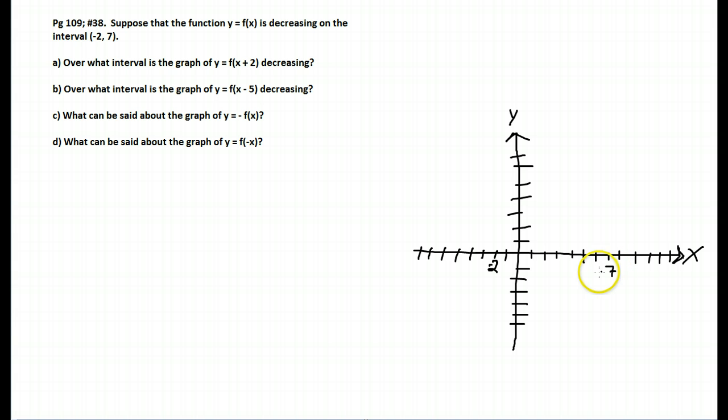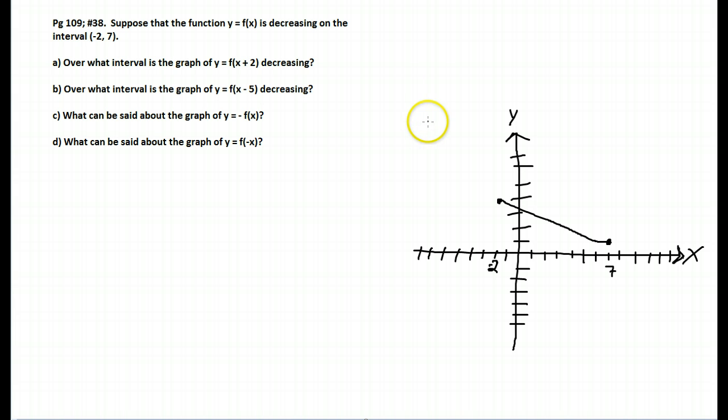Now, if it's decreasing on this interval, that means that the graph is going down when you go from left to right. So I'm just going to put a point. I'm making up the point. It does not matter what point. This is just to give us a visual of showing how my graph is decreasing or going down. Now, it could have curves. It could have just a straight line. That does not matter, as long as it is decreasing on the interval from -2 to x equals 7.